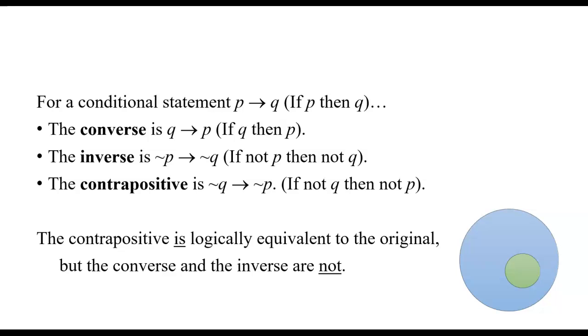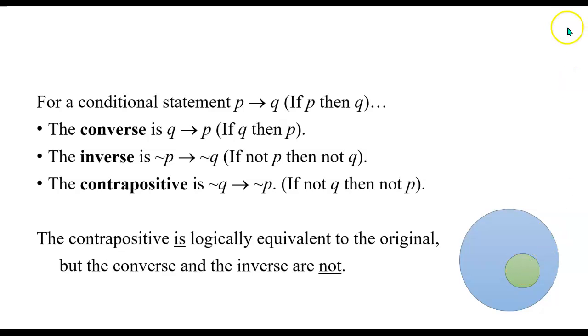And if it helps you to visualize why this is true, if you're a visual thinker, you could think the original statement is like saying, if you're inside the small circle here, you must be inside the big circle here. The contrapositive of that would be saying, if you're not inside the big circle, if you're outside the big circle, you must be outside the small circle. So inside the small means inside the big, outside the big means outside the small.